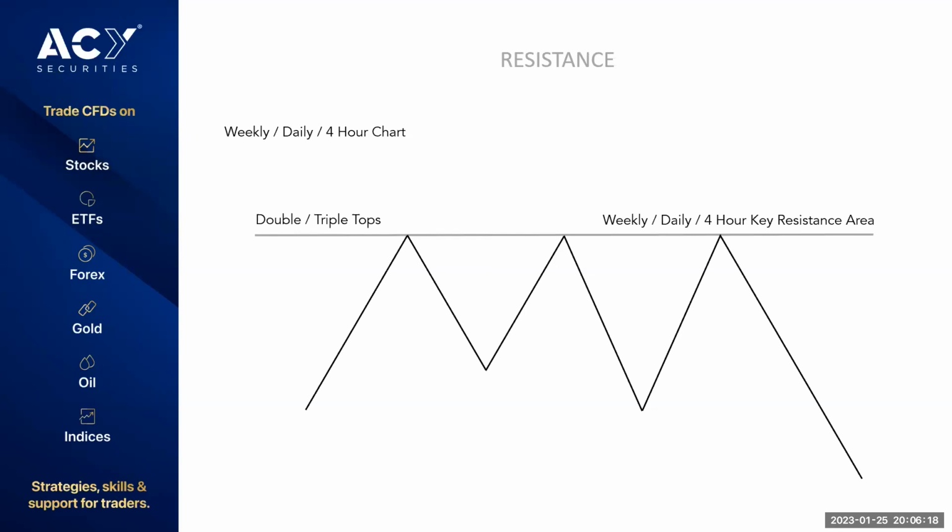All right, resistance: you can have triple tops and double tops form at resistance. It's worth noting all these examples, I would be looking for this structure on the weekly, daily, or 4-hour chart, even the monthly, okay? I don't look at structure too much on lower time frames because that can break really easily, but weekly, daily, and 4-hour structure is what I focus on.